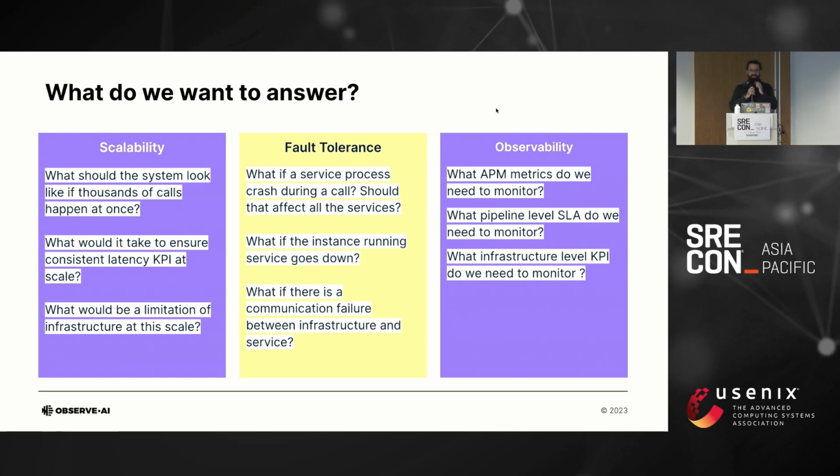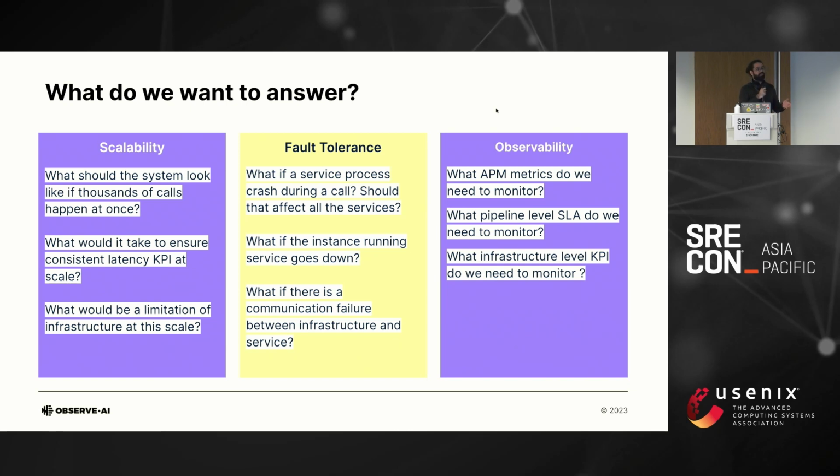Okay, so what do we want to answer? To begin, I have bucketed the talk into 3 distinct sections: scalability, fault tolerance, and observability. And there are certain questions that I have put up front, which we would like to answer with the system that we are proposing. For scalability, the first one is, what should the system look like if thousands of calls happen at once? What if you have hundreds of thousands of agents in your system, and they start making calls or start receiving calls at the same time? Would your ML backend scale with the load?